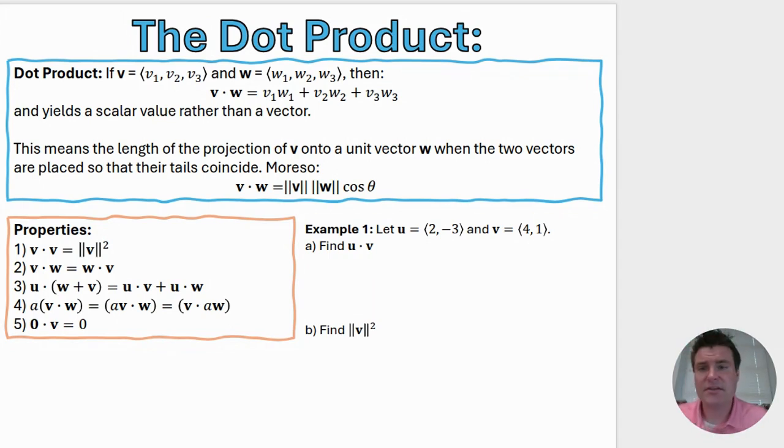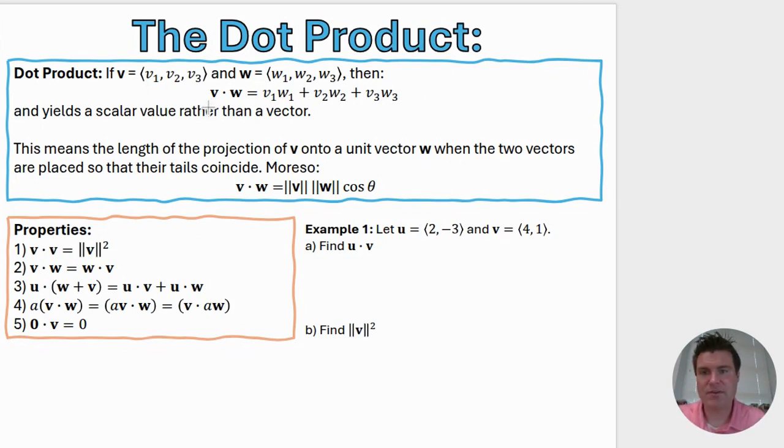So the dot product is when we can dot two vectors. We don't multiply two vectors, we dot them. It's just a different operation. And all that means is we take each component of the vectors and multiply them, and then we find the sum of all of those products.